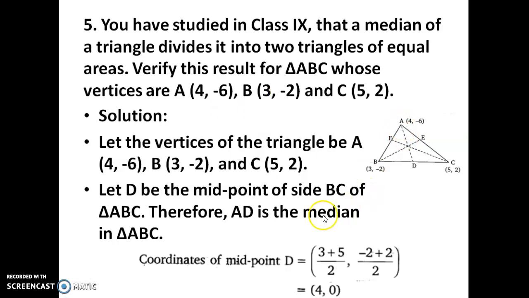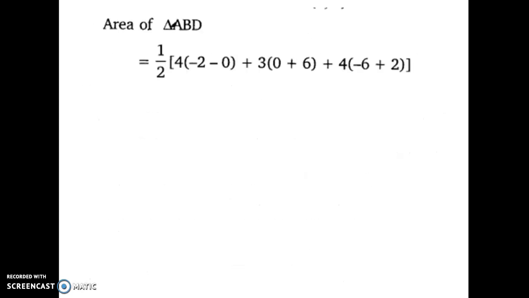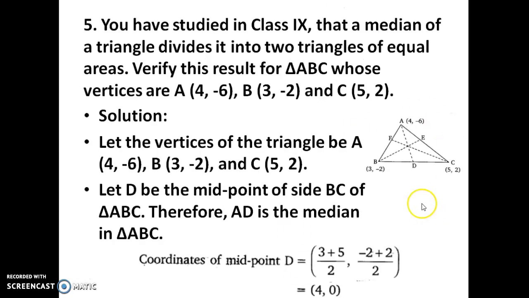So how to find out this midpoint? We have to use the midpoint formula: (x2 plus x1) by 2, comma (y2 plus y1) by 2. So substitute the coordinates. These are x1, y1 and this is x2, y2. Substitute in the formula and you get the coordinate 4, 0. Now the coordinate of D is ready. Now find the area of triangle ABD. ABD means this triangle, and then next this triangle. We have to check whether the areas are equal.